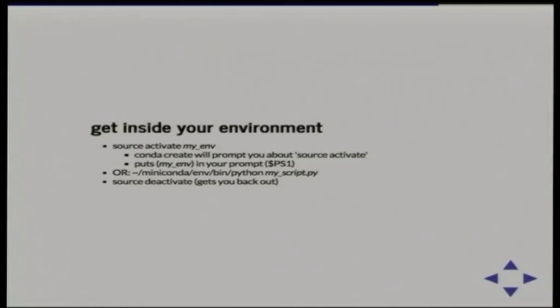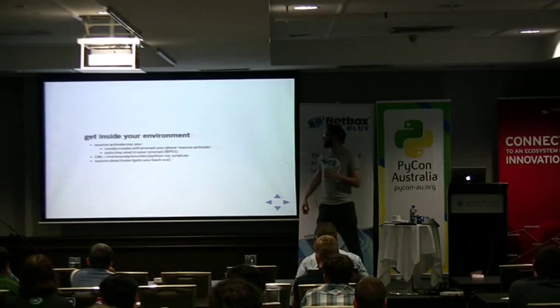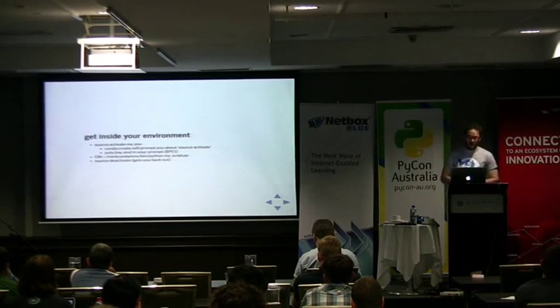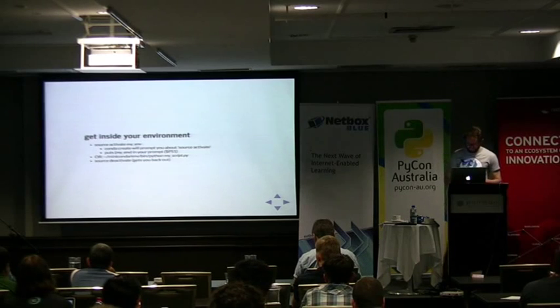To get inside your environment, we covered this before, source activate my environment. It'll actually prompt you about that once you create an environment, and it'll put a little thing in your prompt telling you that you're inside it. And as I said before, you can get out of it as well. Now, if you're running a script or something, you don't even have to do that. You can just give it the path to your environment's bin directory to run your script, and it will use that environment to do what it needs.